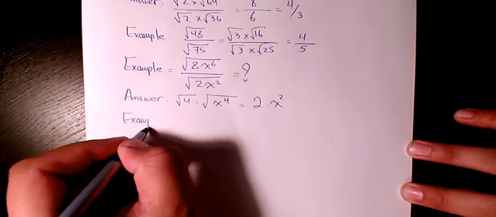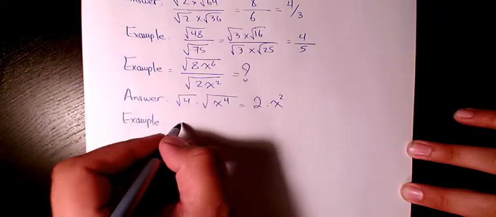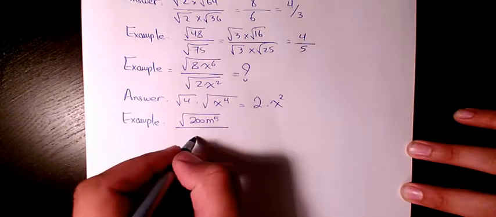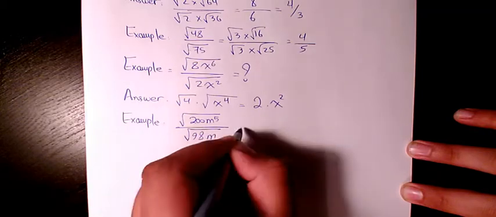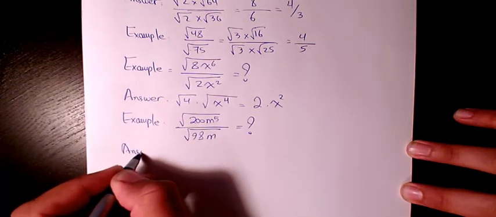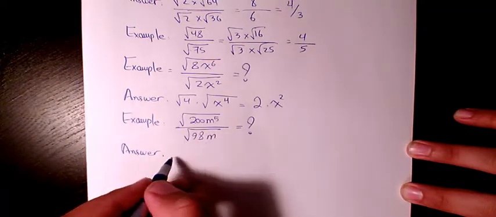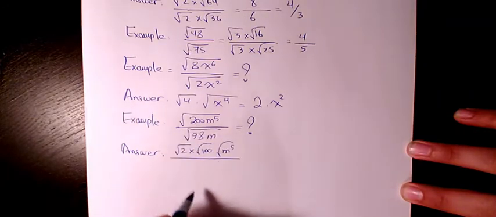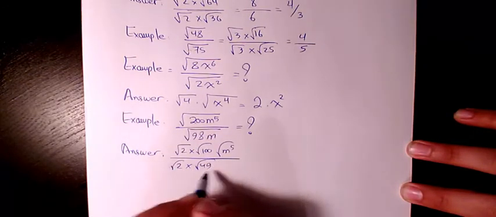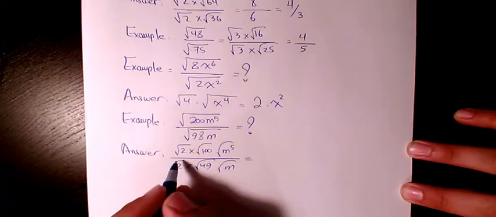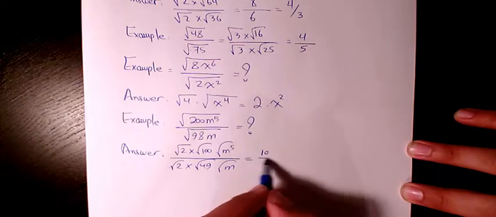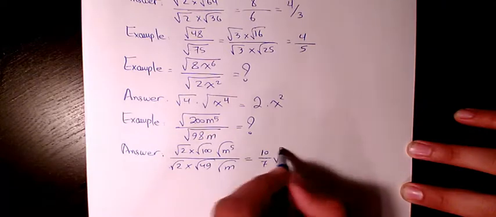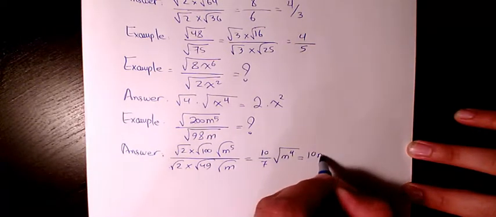Next example is the square root of 200m to the power of 5 divided by the square root of 98m. The answer is: 200 is 2 times 100. 98 is 2 times 49 times m. 2 and 2 cancel out. The square root of 100 is 10. The square root of 49 is 7. The square root of m to the power of 5 divided by m is the square root of m to the power of 4, which is going to be 10m squared divided by 7.